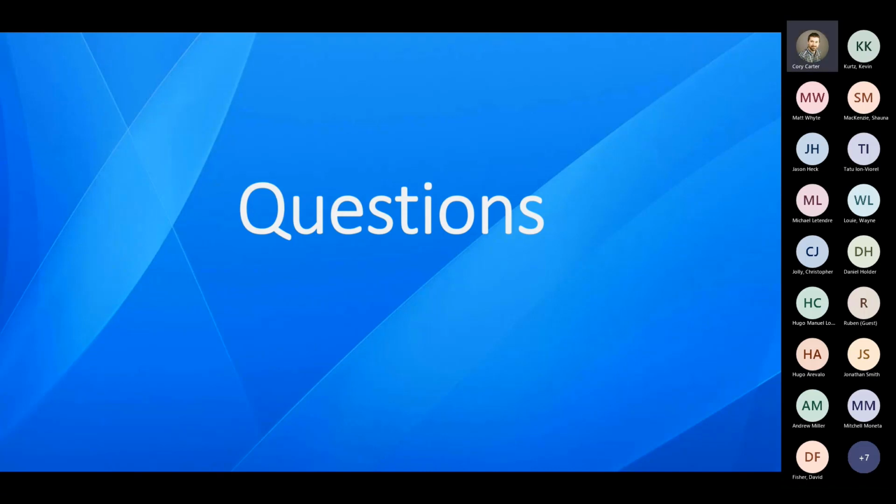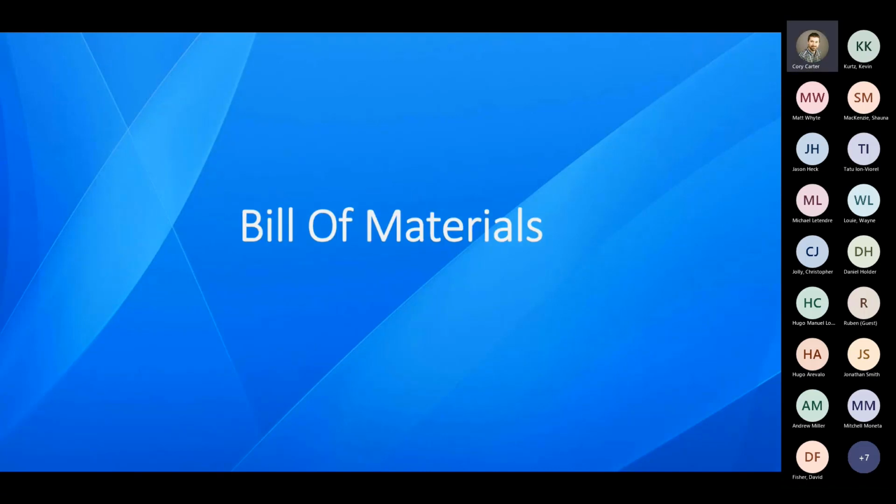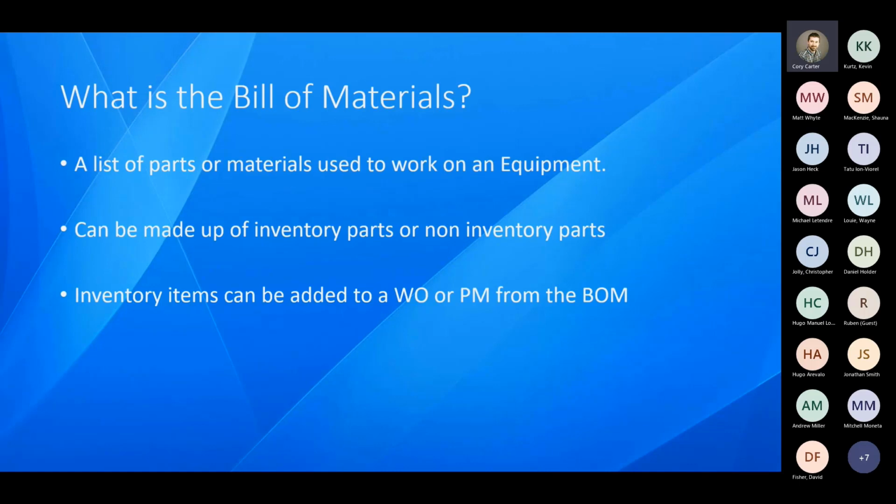All right. The next thing I want to talk about is the bill of materials. The bill of materials on your equipment is the list of parts that can be used to repair that equipment. So it's the list of parts and materials used to work on that equipment. It might be the oil and filter you need for your oil change, or it might be bearings, or it may be one-off parts that need to be made for it.